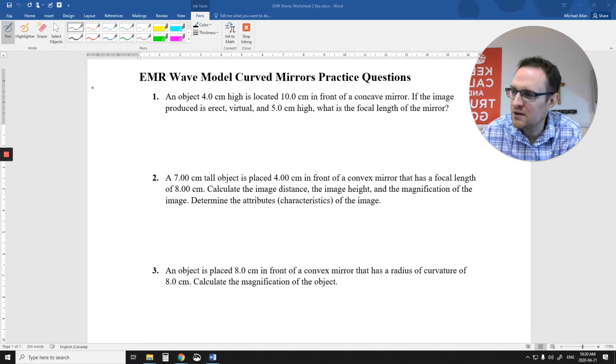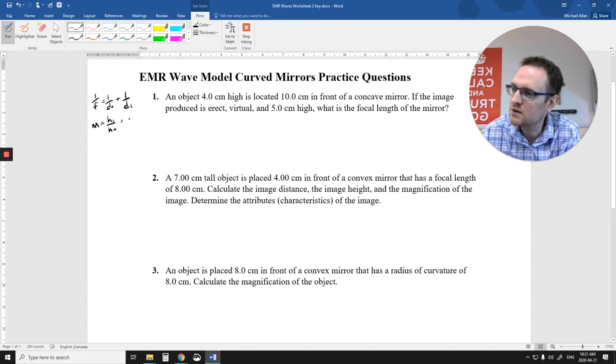So just remember that we have the two formulas that we're going to deal with most of the time here. We're going to have 1 over f is equal to 1 over do plus 1 over di. Then we got magnification, which is hi over ho is equal to negative di over do. Those are the two formulas that we'll be using for most of these here. They're going to help us determine characteristics as well.